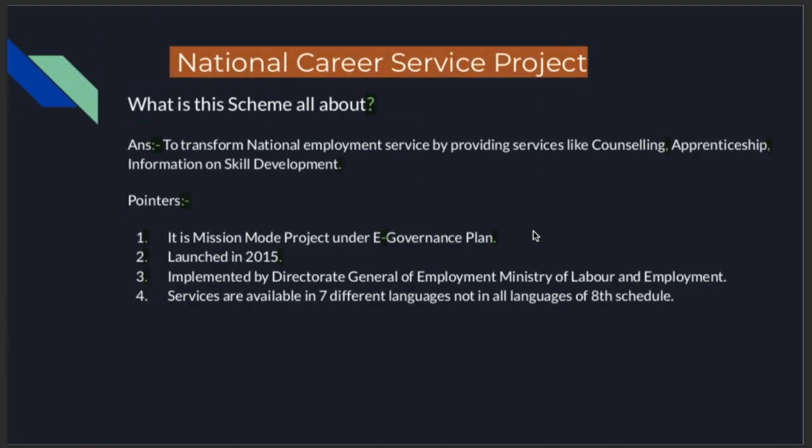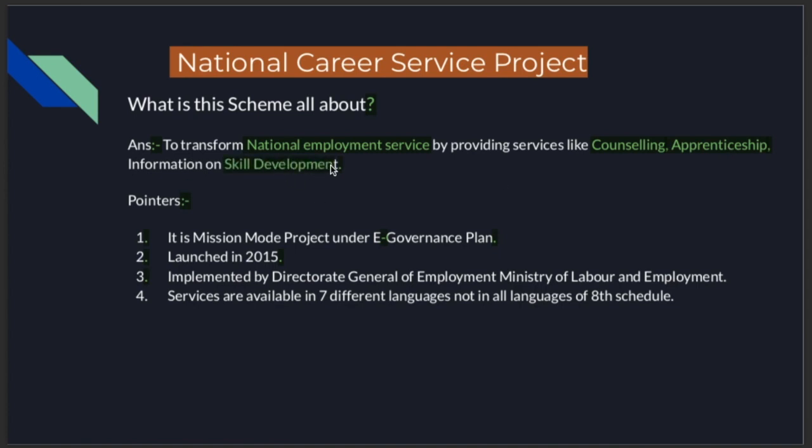Now, coming to the second and the most important scheme, because UPSC asked this question, I think in 2016-17: the National Career Service Project. Now what is this scheme all about? This scheme is to transform the National Employment Service by providing services. What are the different kinds of services? They will provide services like counseling, apprenticeship, and information on skill employment.